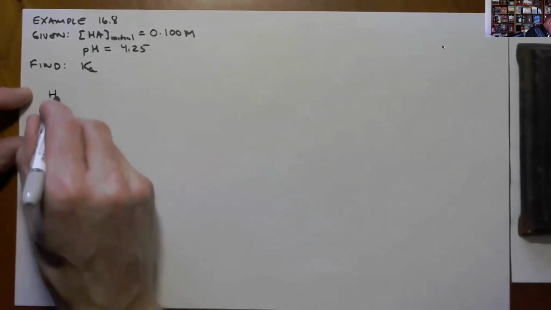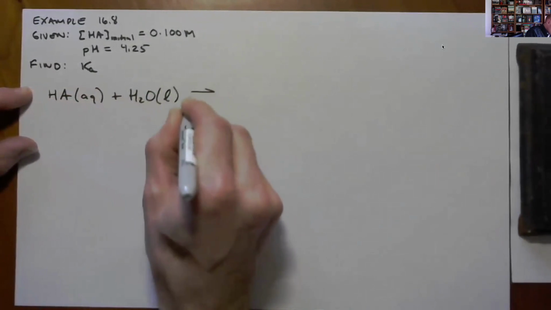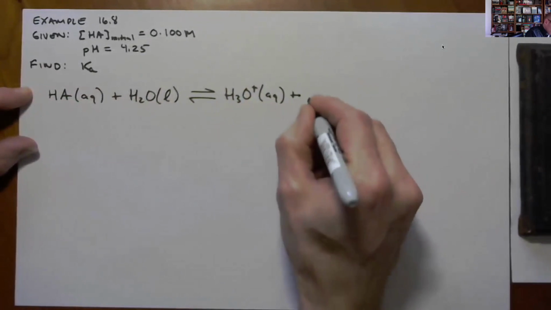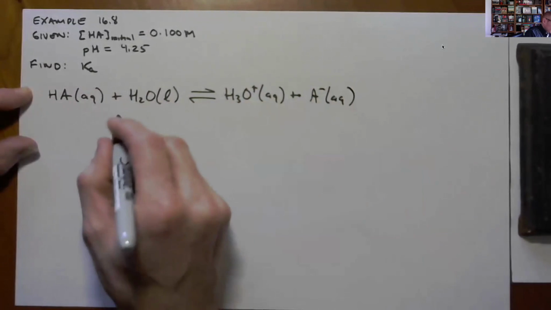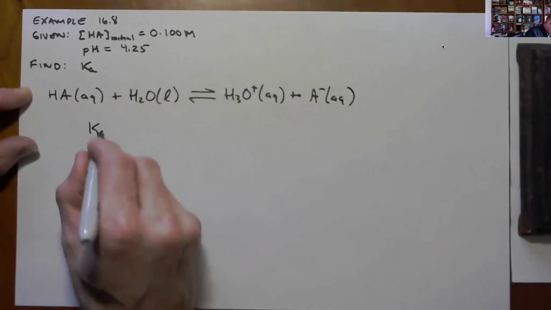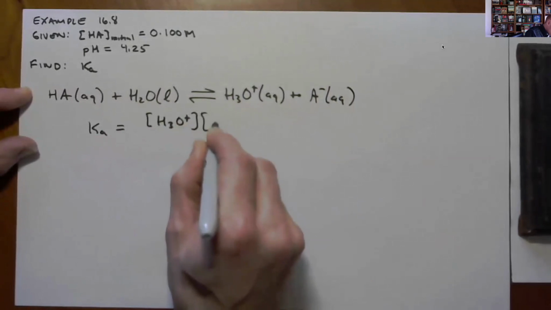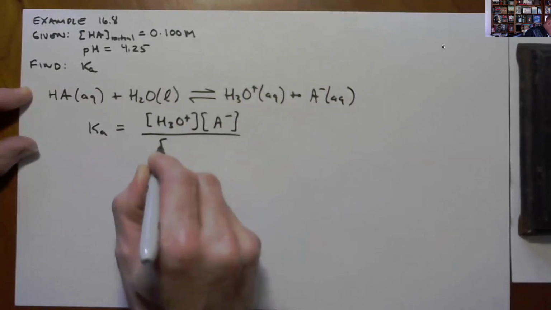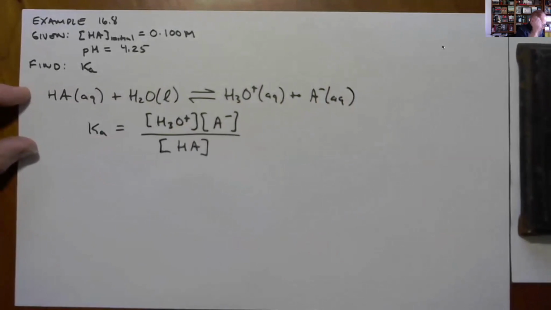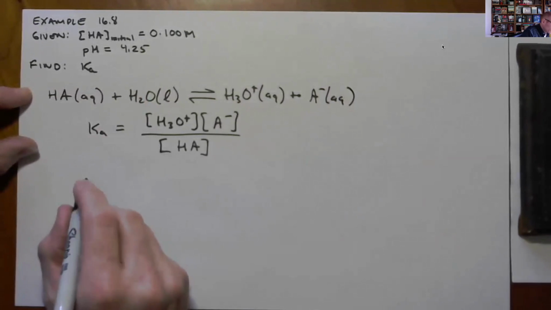So what we have is a generic acid, HA. This is our acid. It's going to react with water to form hydronium and the conjugate base. And so Ka, which is what we want to find, is equal to the products over HA at equilibrium. Now, by giving us the pH, they effectively give us this. So let's go ahead and work that out.